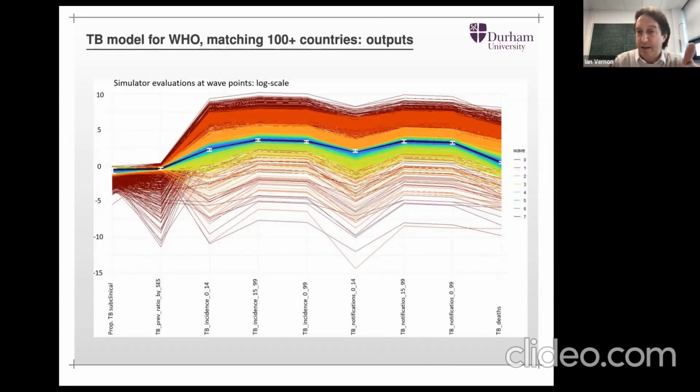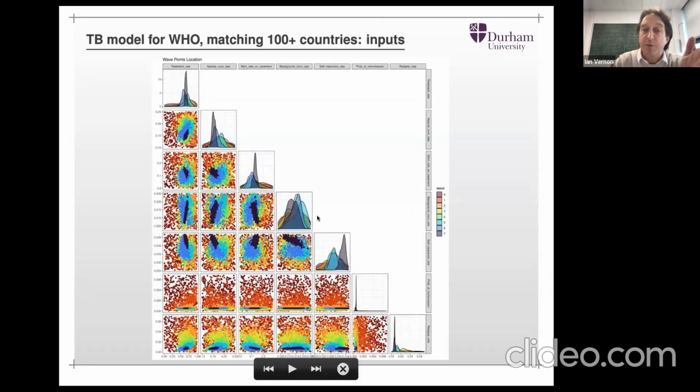It produces plots like that automatically. It produces plots like this. This is a plot of the input space. Here are some of the inputs of the model, kind of interesting ones. Here are the waves going from 0 up to 7. To start with, this is our input space. This is a 2D projection with treatment rate on the x-axis and natural cure rate on the y-axis.